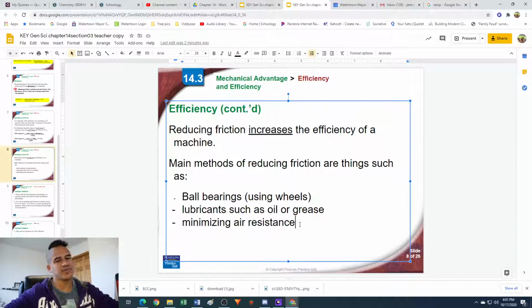So these are all very common things that we can do to increase the efficiency of our machines. If you can think of any other ones, by all means, do some brainstorming.